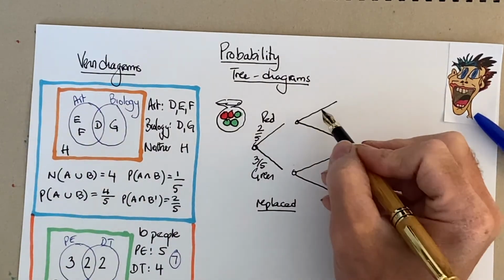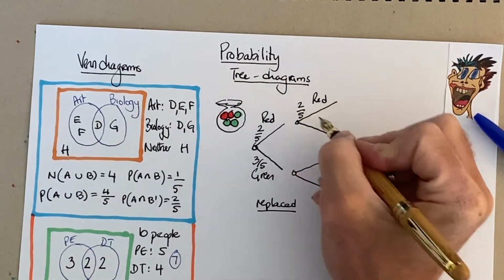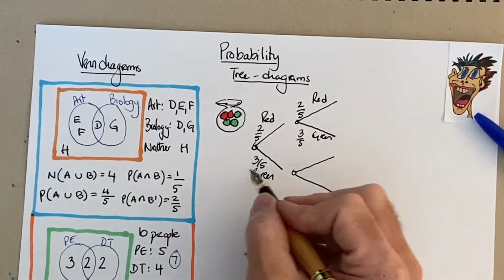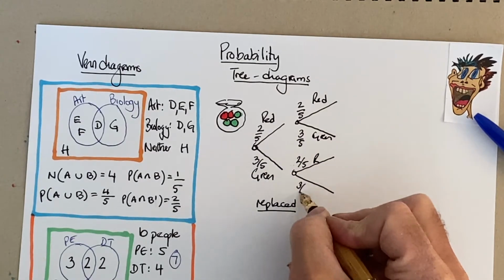Okay, we then don't change the probabilities, because here, getting a red again is going to be 2 over 5, and getting a green is going to be 3 over 5. And similarly here, it doesn't change it, it's not conditioned. So getting a red here will be 2 over 5, and getting a green will be 3 over 5.